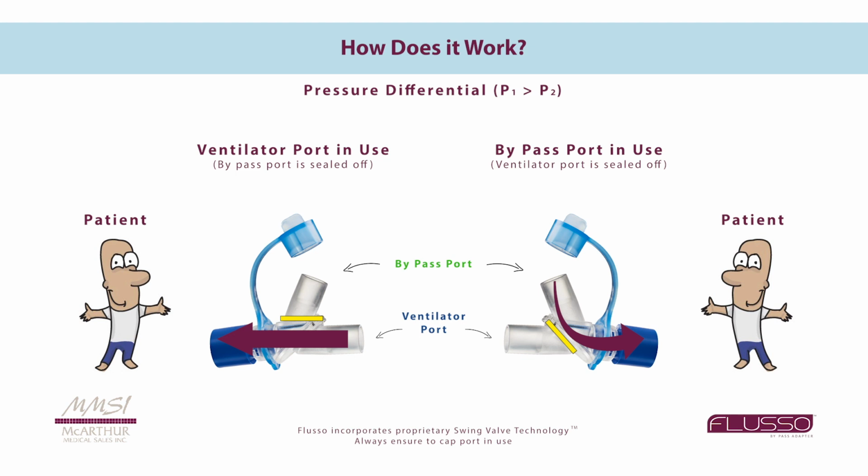Let's have a look at the patient on the right. If the clinician had to transition therapy or transport the patient, they would uncap the bypass port, attach and activate the transport system, i.e. the resuscitation bag with PEEP valve or transport ventilator, then turn off or put the stationary ventilator into standby. At this point, the patient would be ventilated through the bypass port and the ventilator port would be closed.